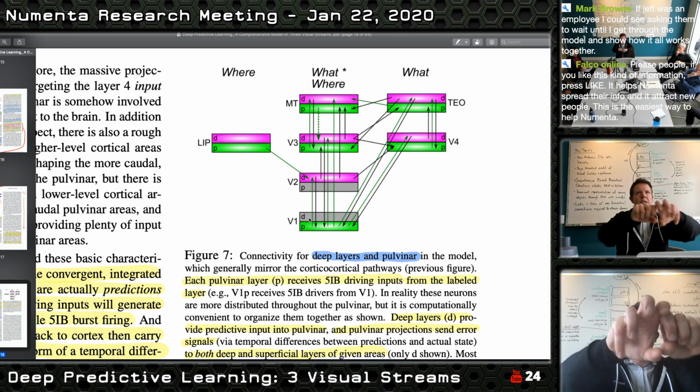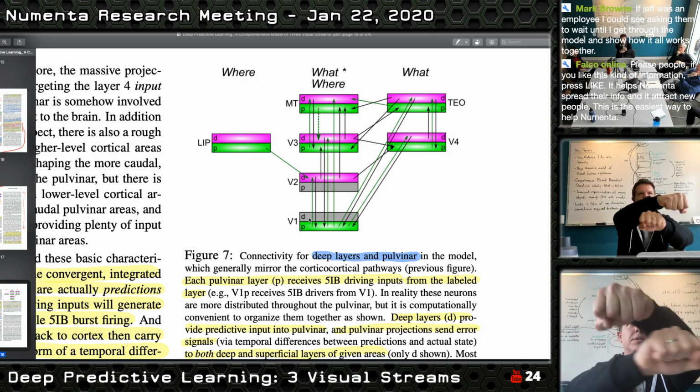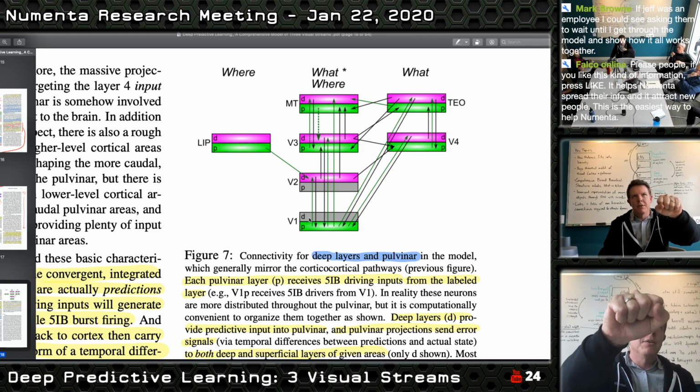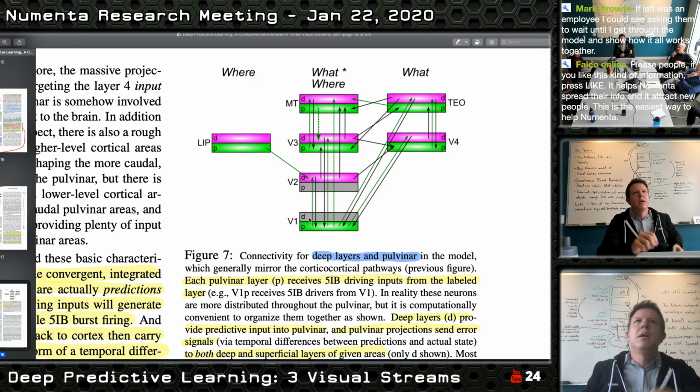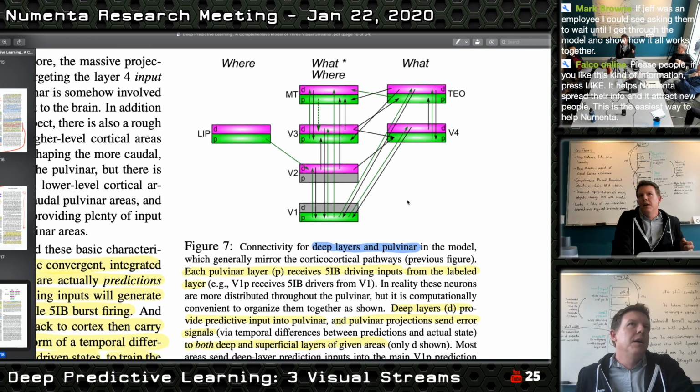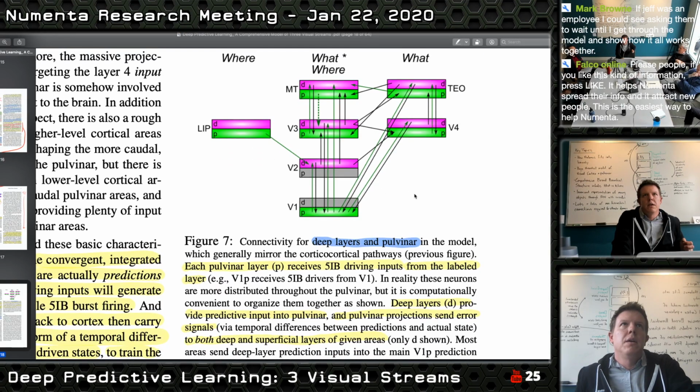The pulvinar is getting driving inputs from the deep layer right on top of it, which is actually a jump through the hierarchy. You're saying V2 layer 5 intrinsically bursting cells are driving the pulvinar associated with V1. No, I'm saying that the V2 pulvinar is being driven by layer 5 of V1, which is anatomically correct and well known, a super strong pathway, just the thalamocortical feed forward.